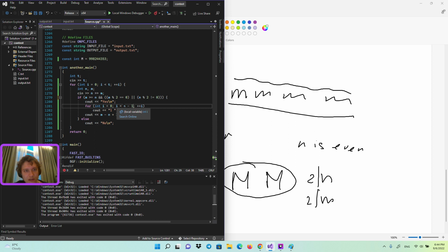So we do this. We do this an even number of times, of course. So it should be n minus 1 minus something like this. So this is always an even number.